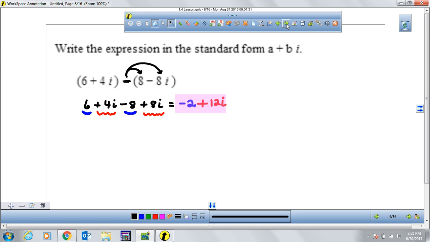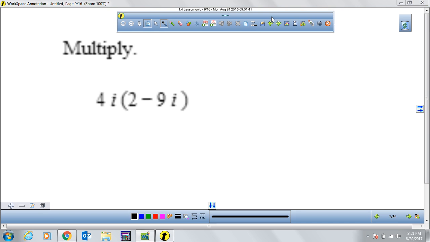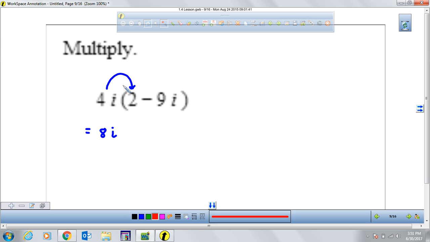Now, we're going to get into the products of complex numbers. This is going to be the next idea. Let's go ahead and begin with this multiplication: 4i multiplied times 2 minus 9i. So let's use the distributive property in this problem. So 4i times 2 is going to give us 8i. Then 4i times negative 9i would be negative 36i to the second power, i squared.